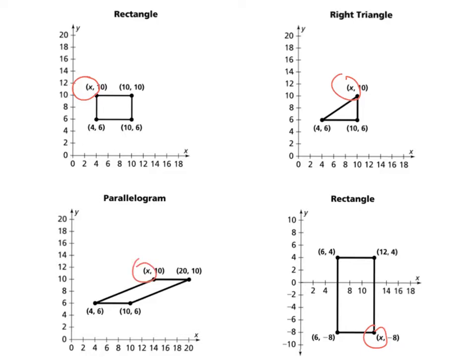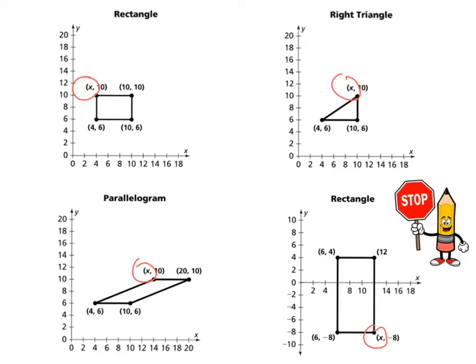So find that missing coordinate, and then find the area for each shape. The two things I want you to do: find the missing coordinate, and find the area. I want you to pause right here, work on this, and when you think you've got all the answers, press play.